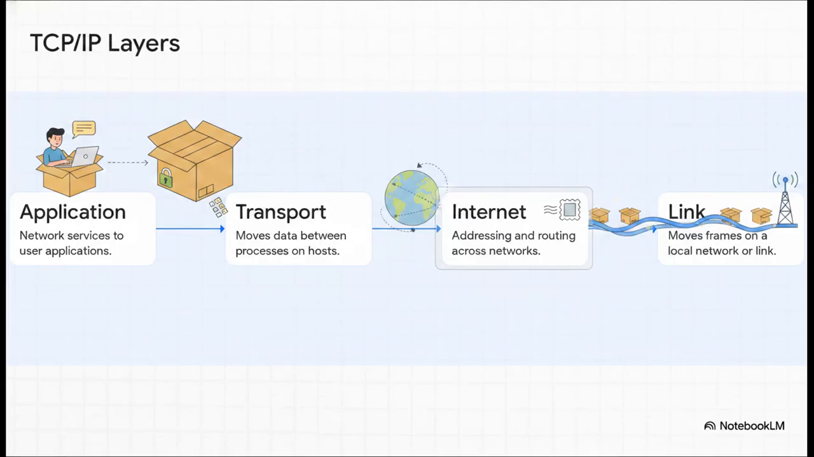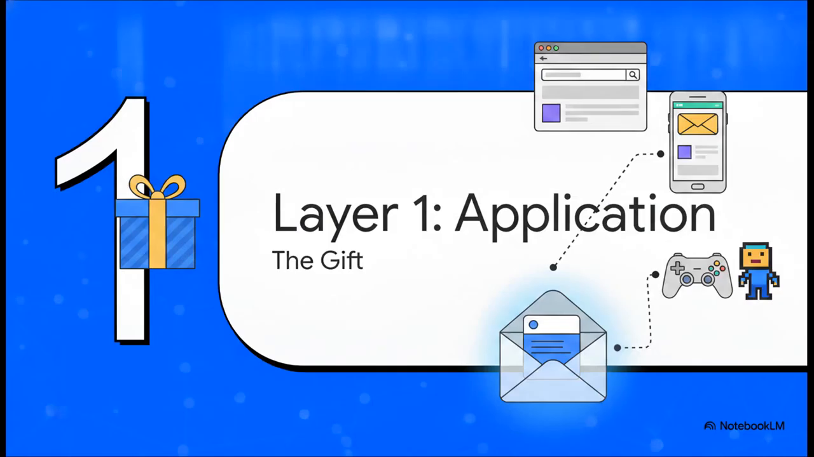Okay, let's dive right into this. The TCP/IP model breaks this massive task down into 4 manageable layers: the application layer, the transport layer, the internet layer, and the link layer. To really grasp how this all works, we're going to take a top-down journey through these 4 layers, and to make it really stick, I want you to imagine we aren't just sending digital data, we're actually shipping a physical package across the world. Layer 1, application, the gift.